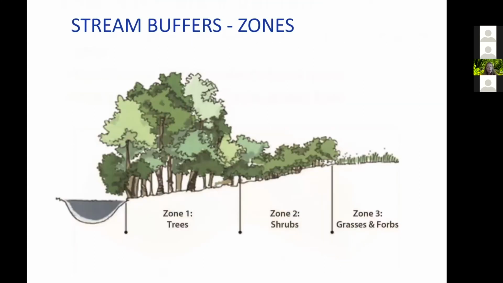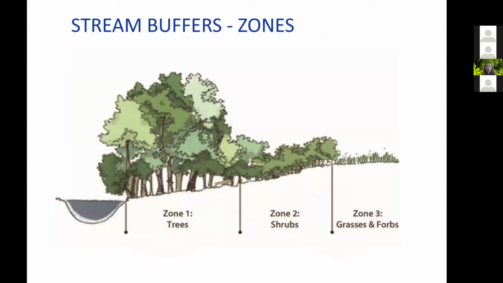Sometimes we might think of stream buffers as zones, especially if we're working on larger stream buffer applications and utilizing some cost share programs. The Natural Resources Conservation Service certainly uses the 3-zone stratification. To the far left of this graphic is our water body. Then in zone 1, we have larger trees. Those trees are important for providing shade to the stream, and their large root systems help to hold the soil in place around that water body. That's super important. We'll talk more about that as we move on.